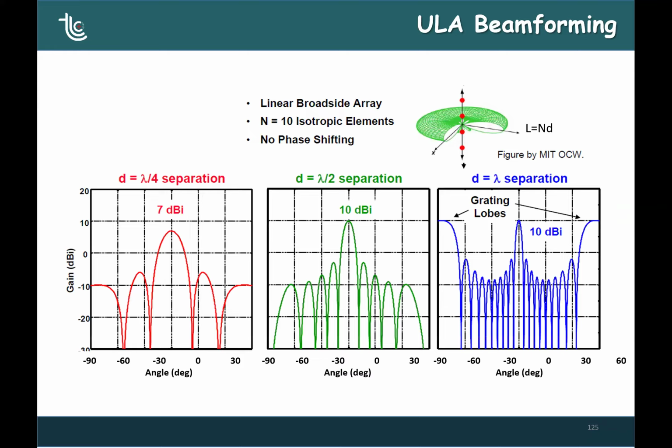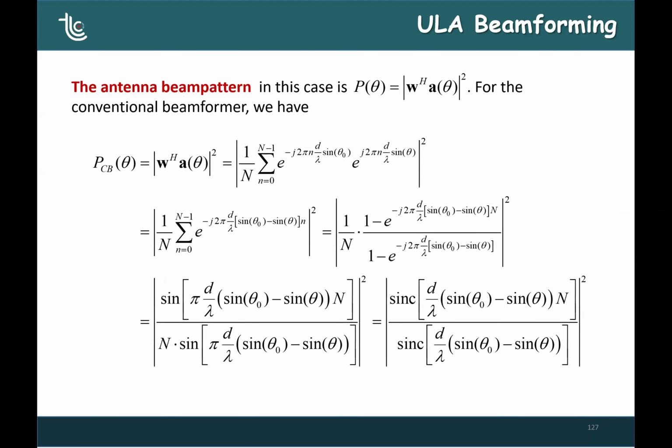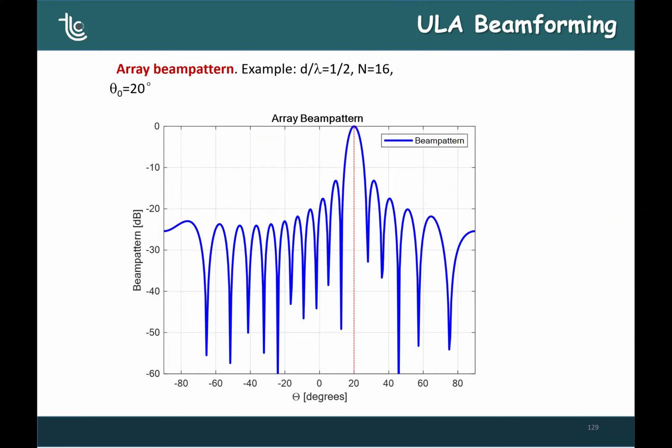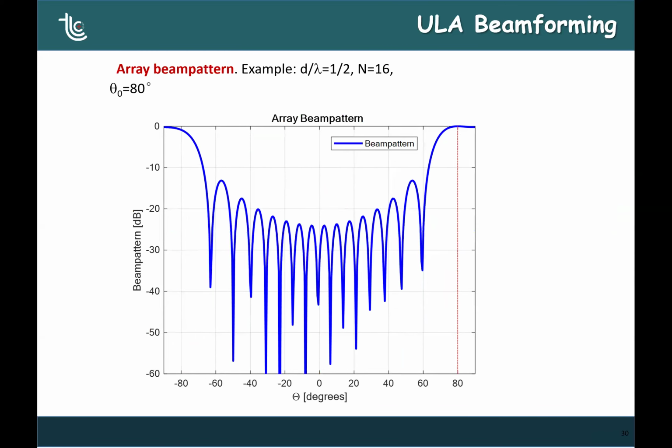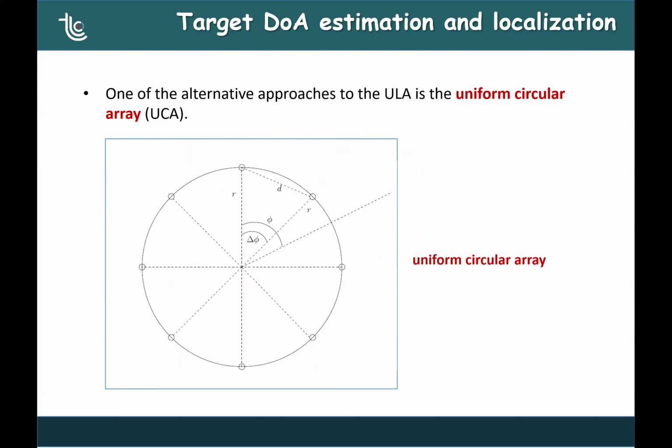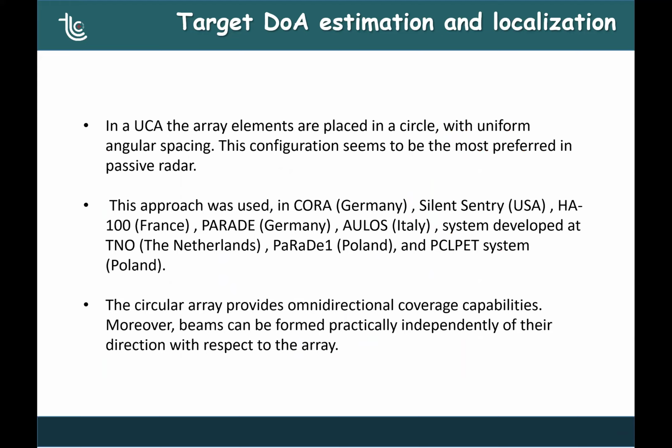That's why in a ULA we always choose lambda divided by 2 as the separation between the elements of the antenna. And then these are the figures with different angles. And we have also touched upon the problem of the broadening of the beam pattern, the main beam, when we are close to plus minus 90 degrees. This is the reason why in many passive radars we use a uniform circular array, okay?